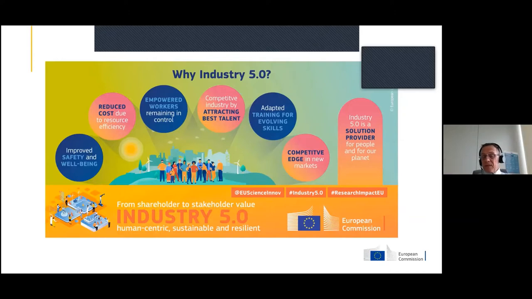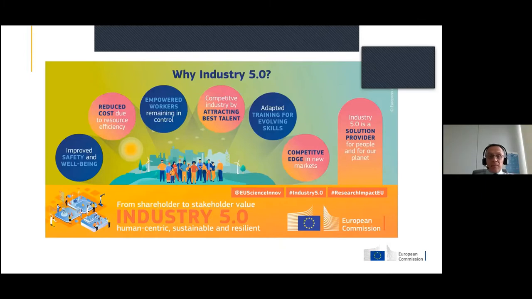Of course, this also means that the workforce has to continuously evolve their skills. They have to be agile, they have to be creative. These are more high quality jobs than before. For the employers, what is in there? Of course, reduced cost due to resource efficiency, this is evident, but they will also be more competitive by attracting the best talent, and I come to that in a minute.